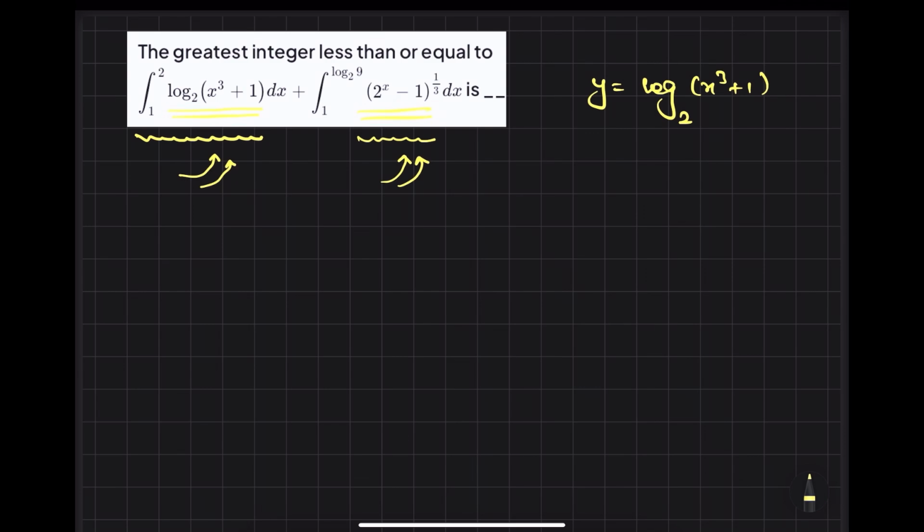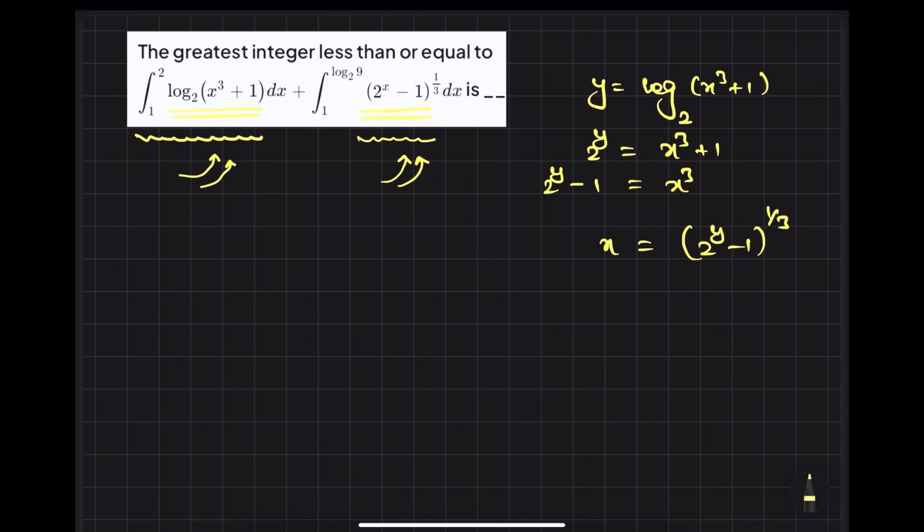So can I write 2 power y equals x cube plus 1. Okay. Now I want to send that 1 to this side. So it will become what? 2 power y minus 1 equals x cube. Now can I cube root both sides? So I will be writing x equals (2 power y minus 1) power 1 by 3.